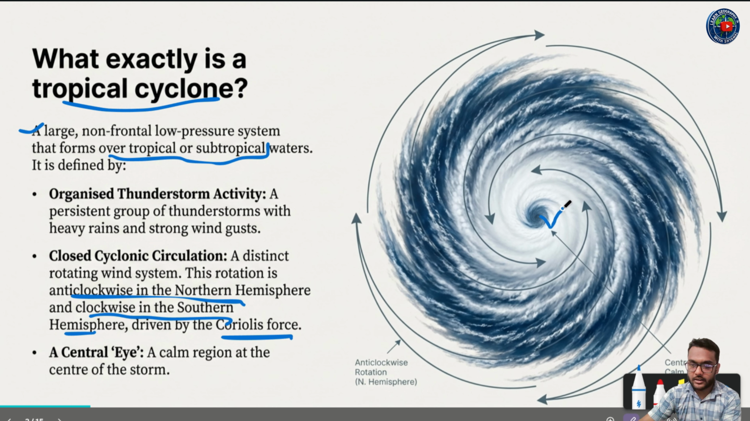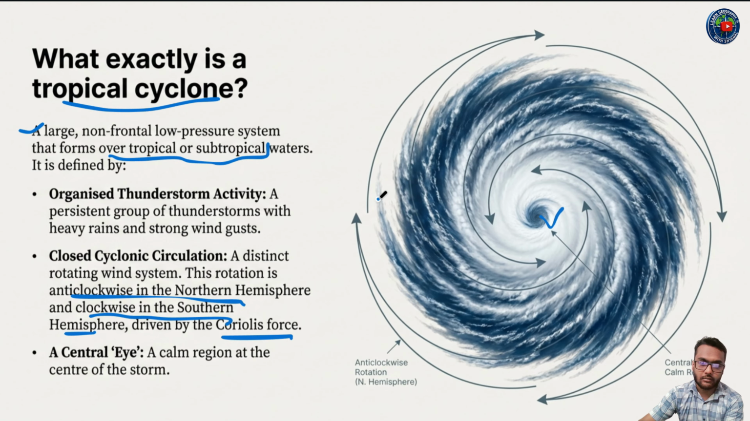This is the central eye or calm region. Anti-clockwise rotation in the northern hemisphere and clockwise in the southern hemisphere, and this is the closed cyclonic circulation. And this is the circulation part.